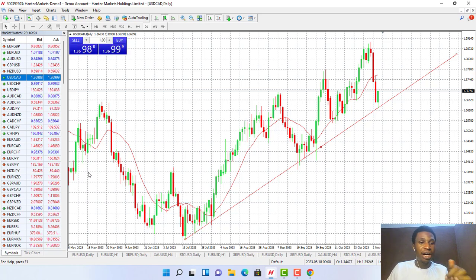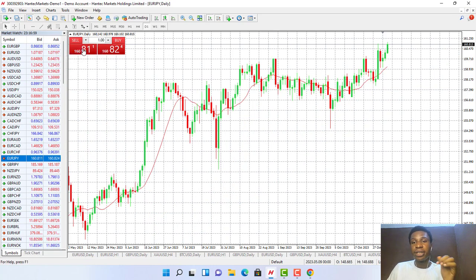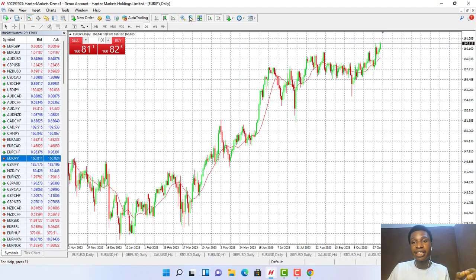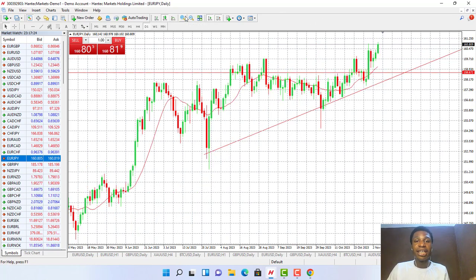Then also for Euro JPY, Euro JPY is still for a buy. Remember your ascending triangle pattern we shared in this channel. You can see the market is making higher highs towards the resistance zone. So the buyers are struggling to break. You can see they are hitting it, boom, boom, boom. So they wish they could break the resistance zone. So you can see Euro JPY is for a buy.